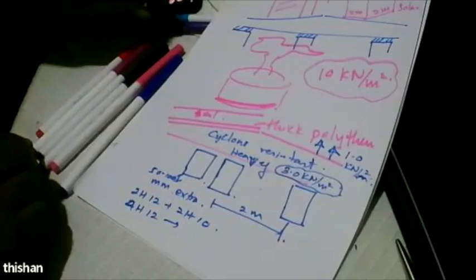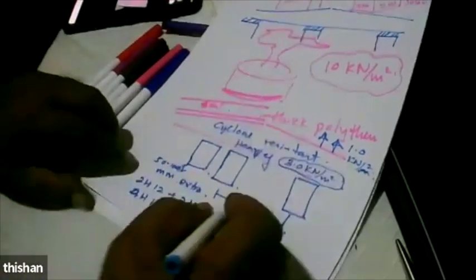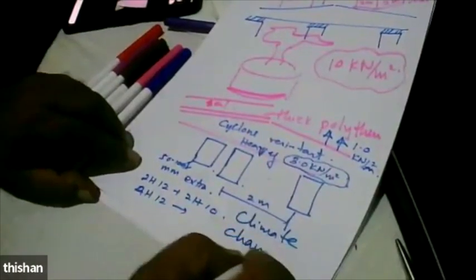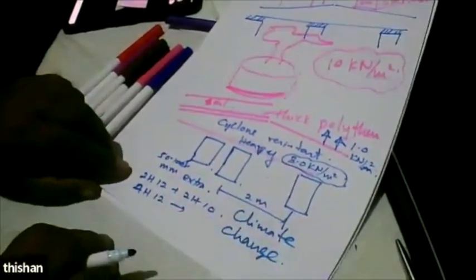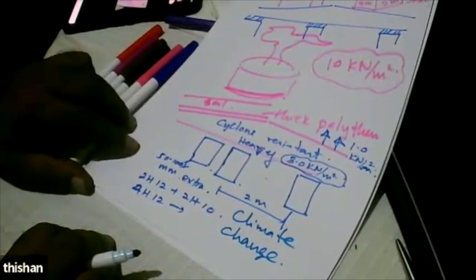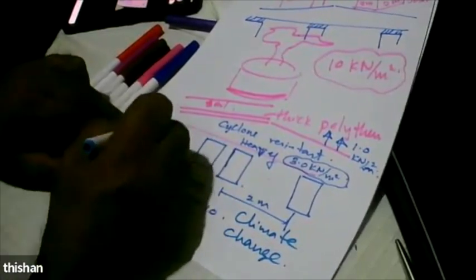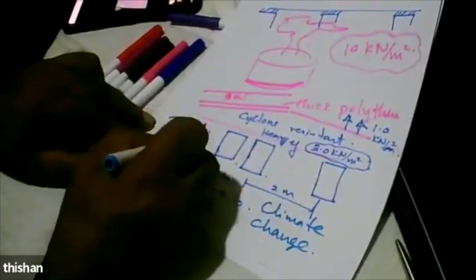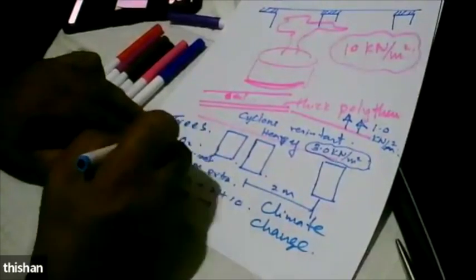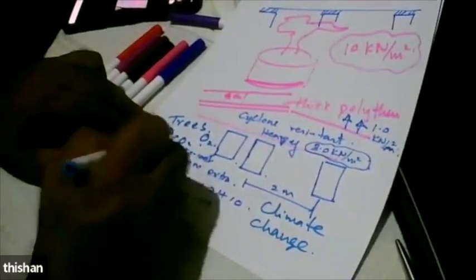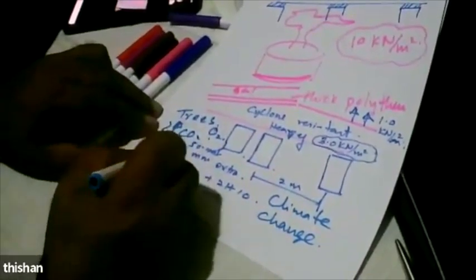And so this slab can give a solution to climate change. Why? To face climate change, what is the best solution? Trees. On one side, they absorb carbon dioxide. On the other side, they add oxygen. And in addition, they provide shade.